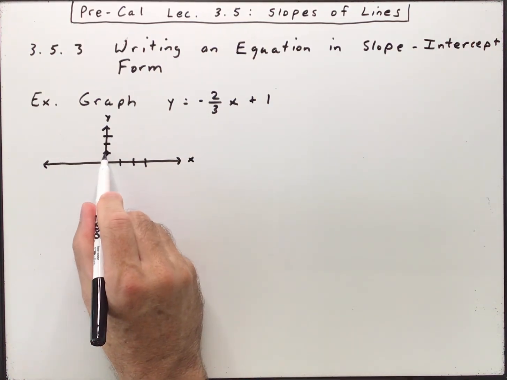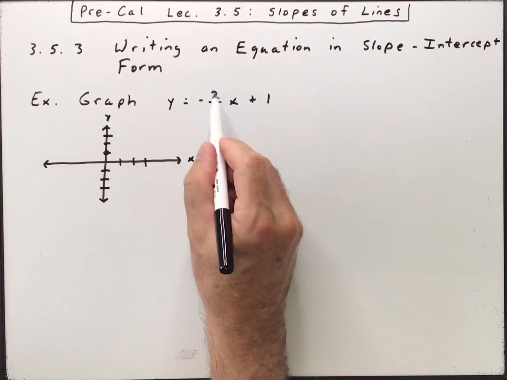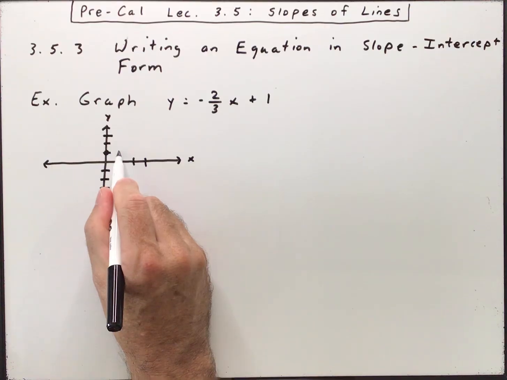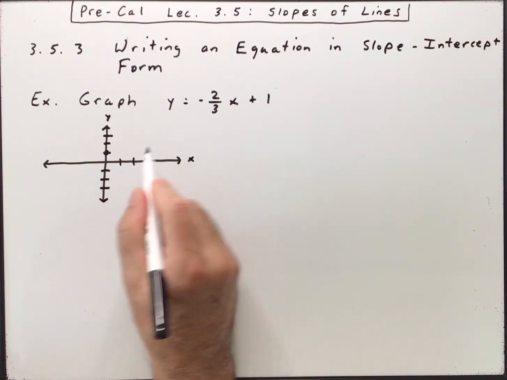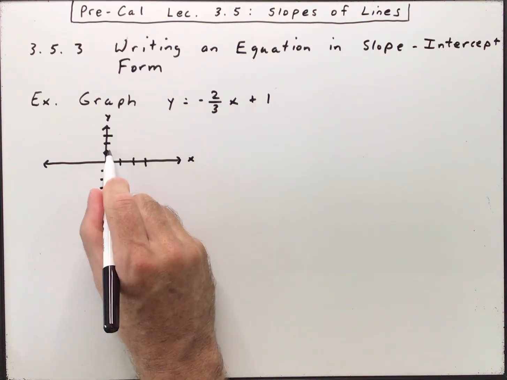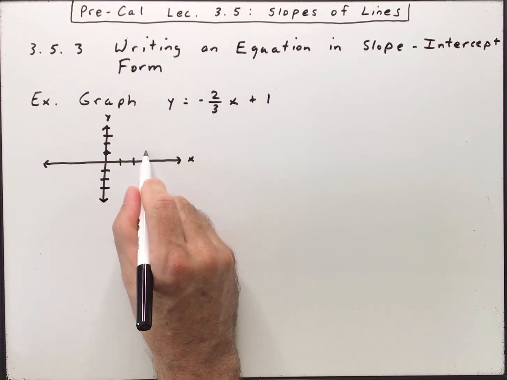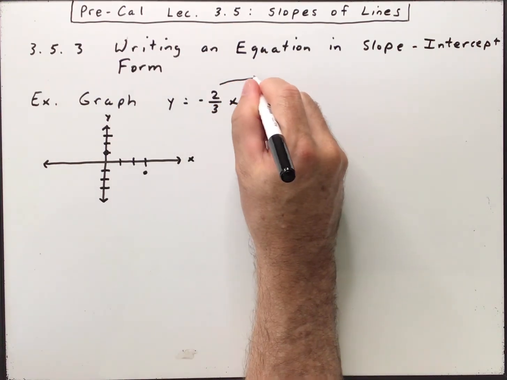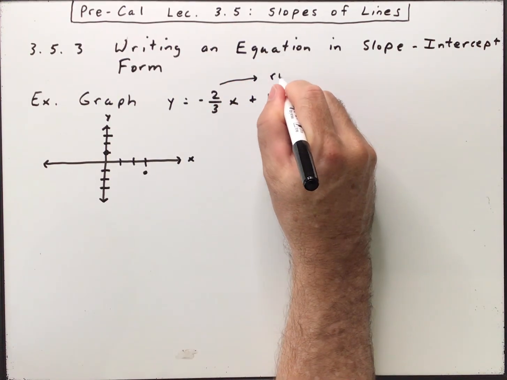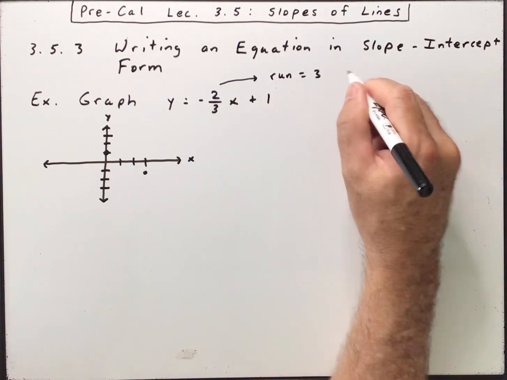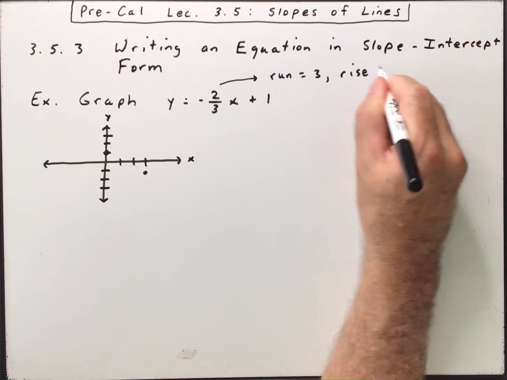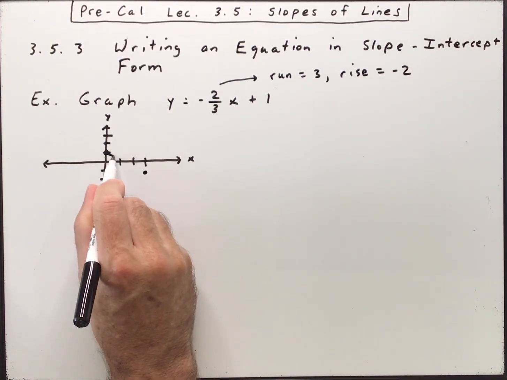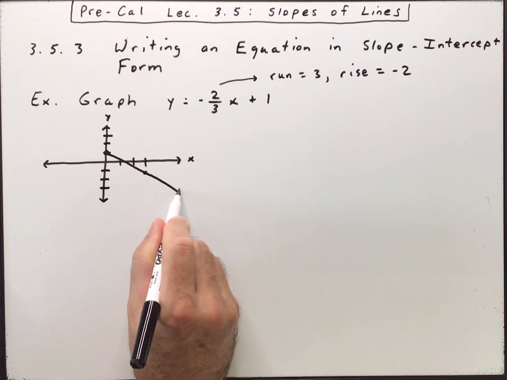Okay, so it's rise over run. So run is over. We would go over 3: 1, 2, 3. And then the rise is negative, so we would go down 2. So 1, 2, 3, and down 1, 2. There's our second point on the line. So run is equal to 3. Rise is equal to negative 2. So now we have 2 points on the line, and that's all you need.